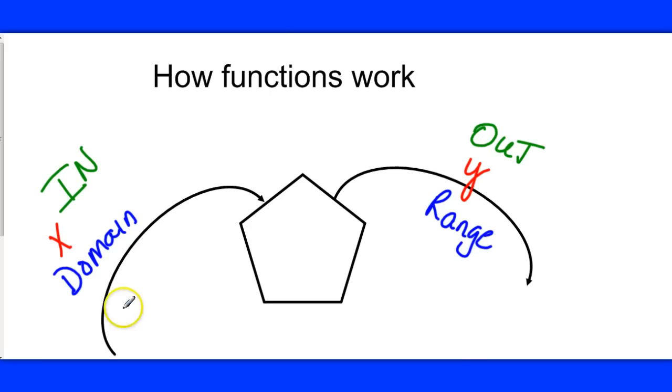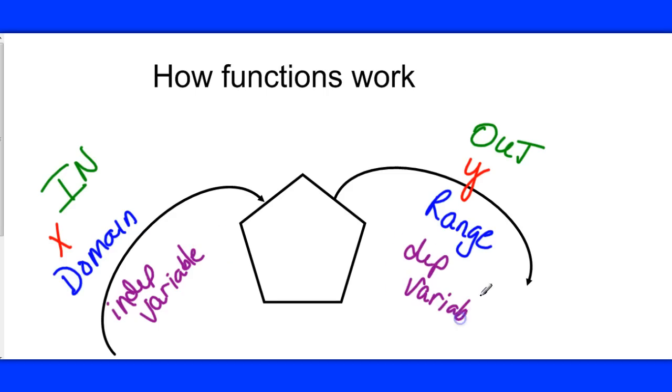Apply it to science. What goes in is your independent variable, the value for your independent variable. Something happens to it inside here, and out comes your dependent variable value. And what goes in the middle is your rule.